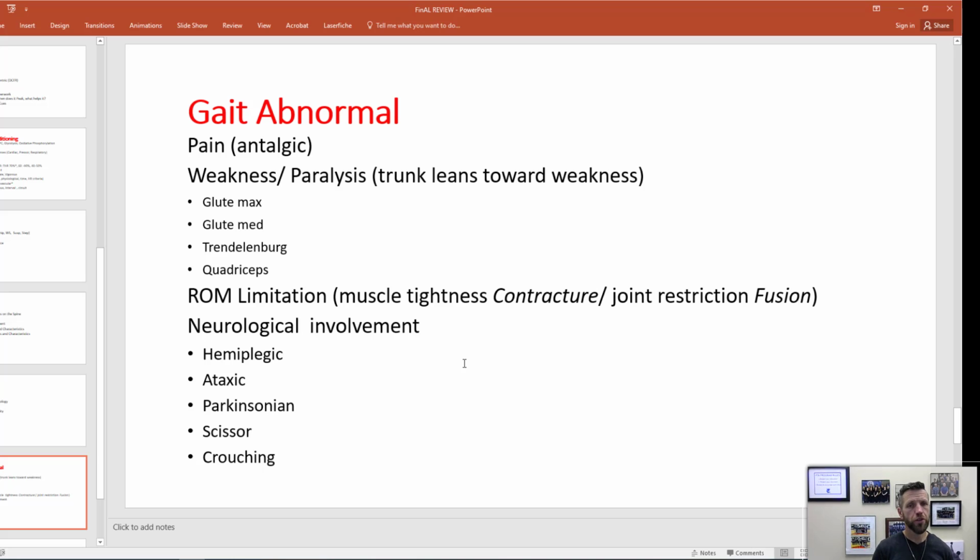So we want to keep those things going and consider what we're looking at there. We also want to remember abnormal gait. And remember, there's 4 reasons for abnormal gait. You have pain, you have weakness or paralysis, you have range of motion limitations, which is either a contracture or a fusion, and then you had neurological involvement. Those were the top 4 things that we saw for abnormal gait, and then we gave you specifics about those. And then we even included some very technical terms like circumduction and vaulting. We talked about some things that were very specific, and you want to go back and review those and understand what abnormal gait looks like, right?